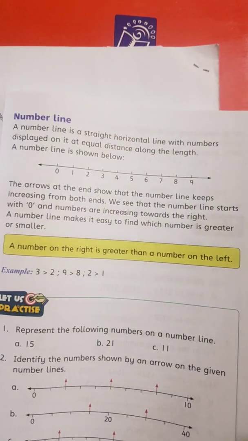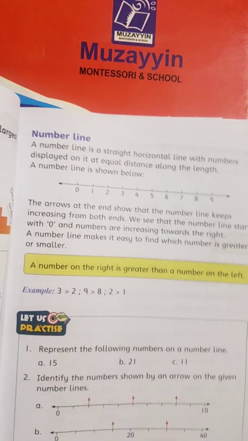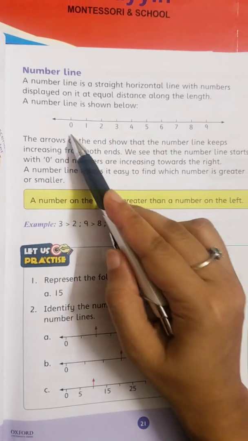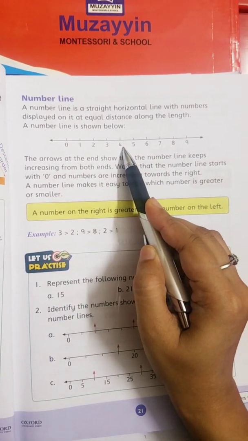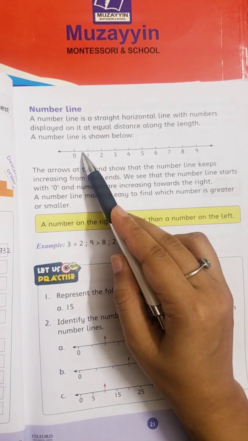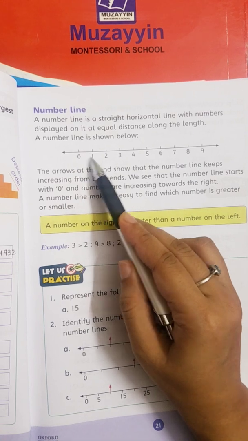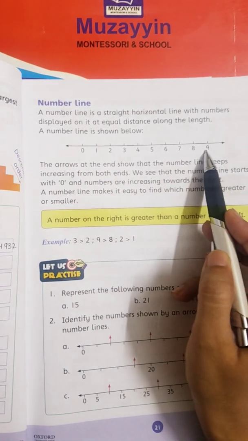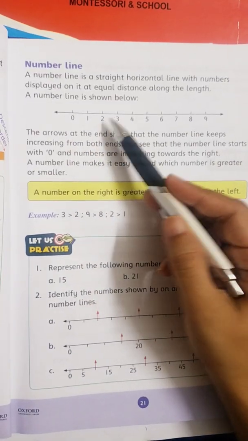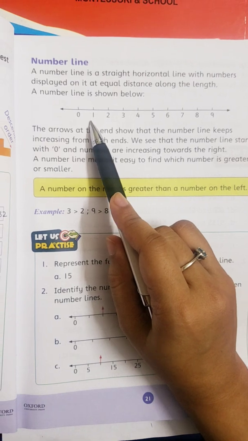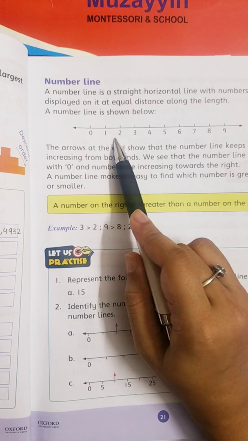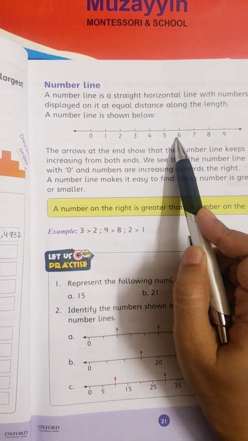Next topic is number line. Number line is a straight horizontal line with numbers displayed on it at equal distance. Here the distance is equal along the length: 0, 1, 2, 3, 4, 5, 6, 7, 8, 9, and the distance remains the same. A number on the right is greater than a number on the left side. Here 2 is greater than 1, 3 is greater than 2, 7 is greater than 6.